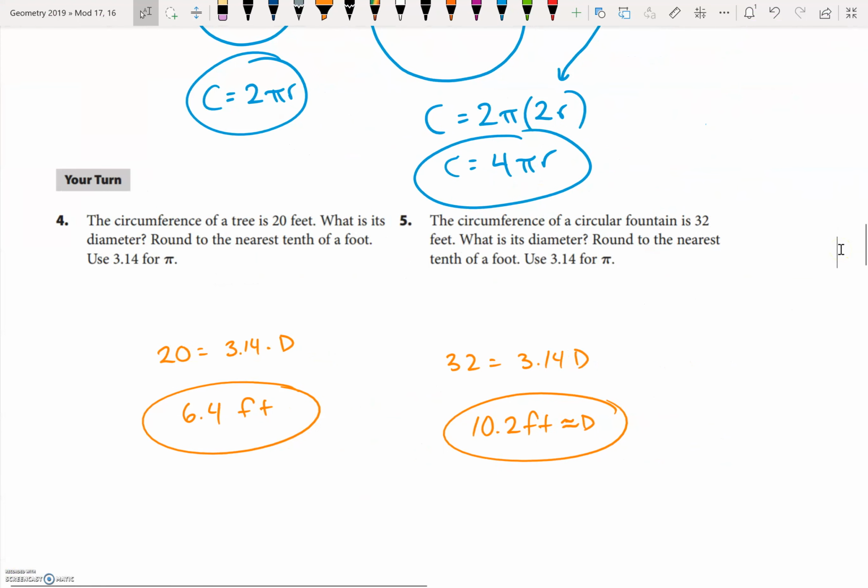Okay, so we are back here. The circumference of a tree is 20 feet, so the circumference is 20. We want to figure out what the diameter is. We're going to use pi as 3.14. 20 equals pi times diameter, so just divide 20 by 3.14. It says the circumference of a circular fountain is 32. What is the diameter? Once again, we just take 32 divided by 3.14. And that's how we're going to use the circumference. So in the homework problems, you're either going to be solving for the circumference, or you're going to be solving for the radius or the diameter.